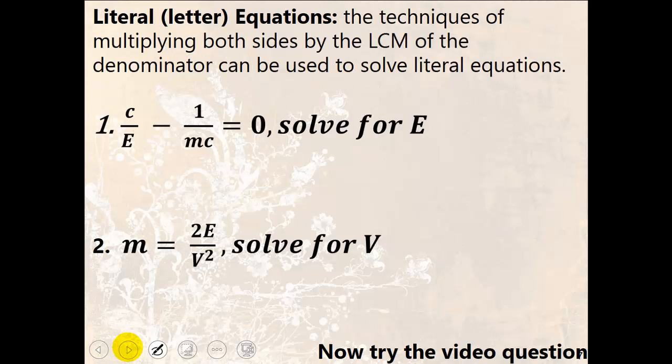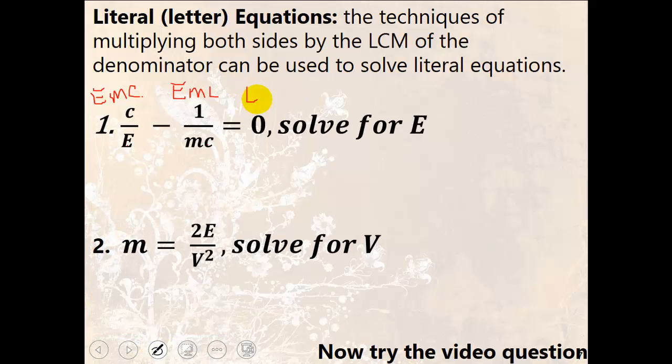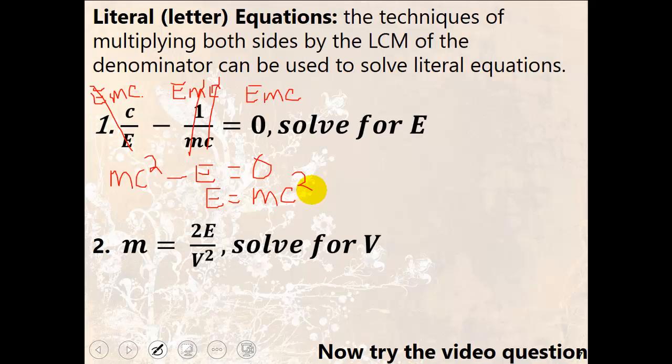All right, the last thing we're going to do is solve literal equations. I think we've seen this before, but basically we're just going to apply that property of multiplying both sides by the least common multiple of the denominators, and then we're going to isolate the letter that we're looking for. So I have an E and an M and a C, so I'm going to multiply every term by E, M, C, and cancel where I can. Here my E's cancel out, so I have MC squared minus, my M's cancel, my C cancels, E times 1 is E, equals 0 times that is 0. So I get E is equal to MC squared, right? Energy equals mass times the speed of light squared.